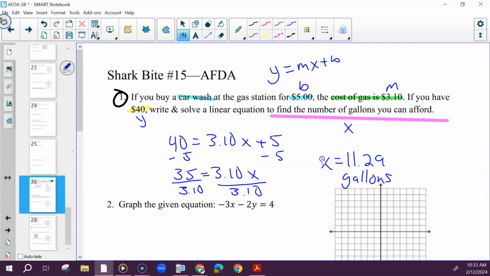So 11.29 gallons would be our final answer. Do we have any questions about that?